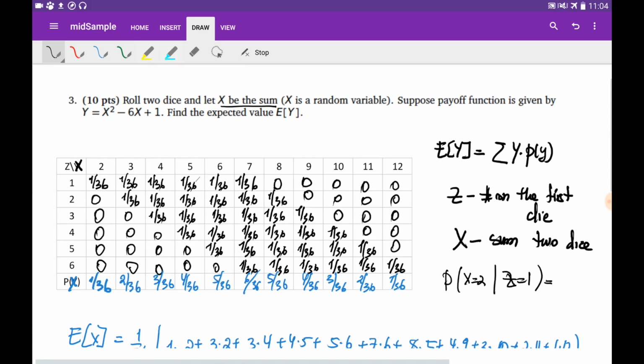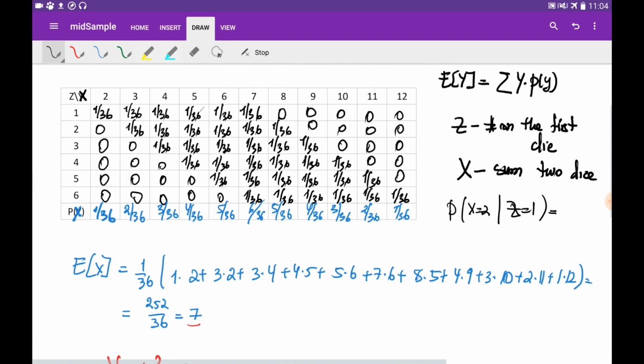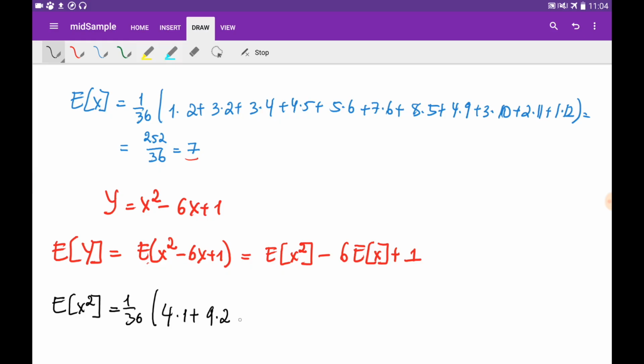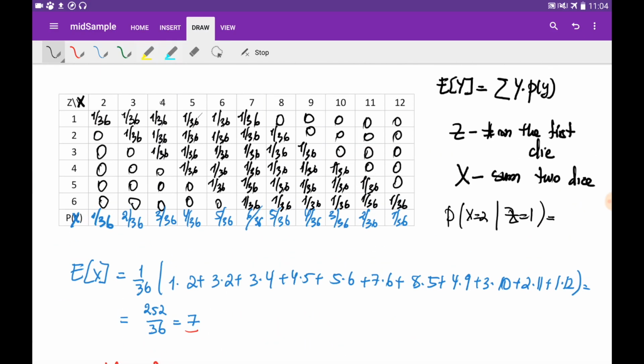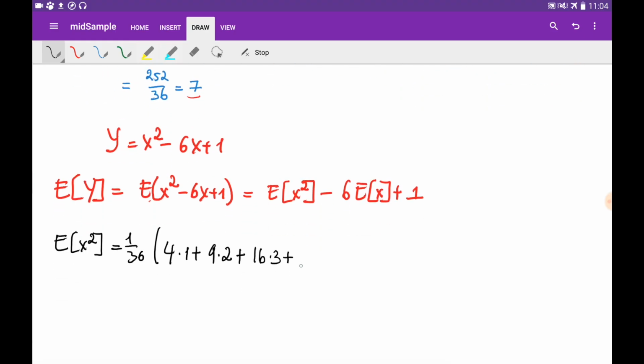4 multiplied by the 1. Plus the next term: 3 squared is 9, 9 multiplied by the 2. Plus 4 squared is 16, 16 multiplied by the 3, plus, and so on. We have to do this for all of these terms. And in the sum, we're going to obtain 1974 divided by 36, which is roughly 54.83.